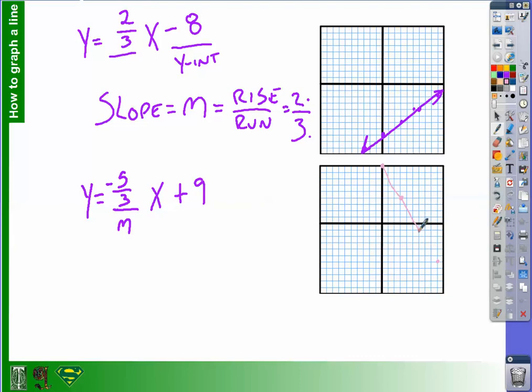Now, obviously, a ruler is preferred. And lines go on forever, so I should show that the arrows are continuing on forever. And I have successfully graphed the equation of a line. No fuss, really quite easy. Are you ready to try?